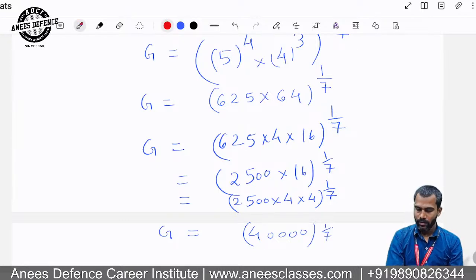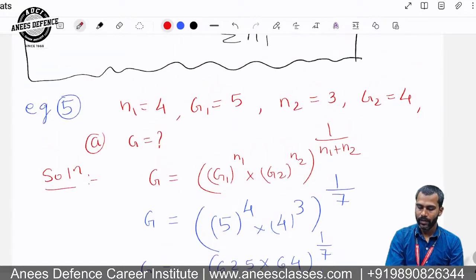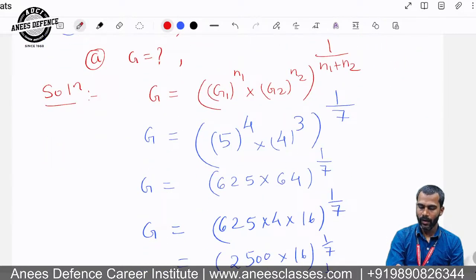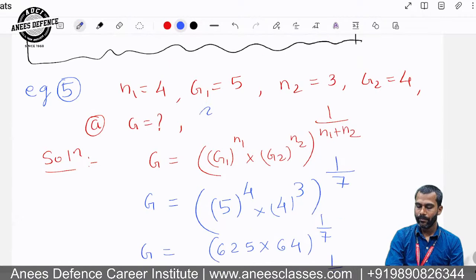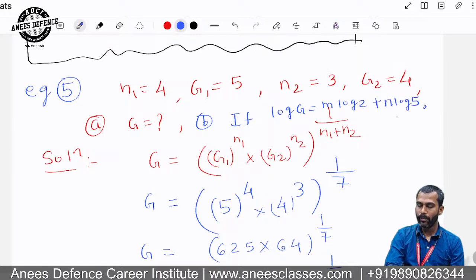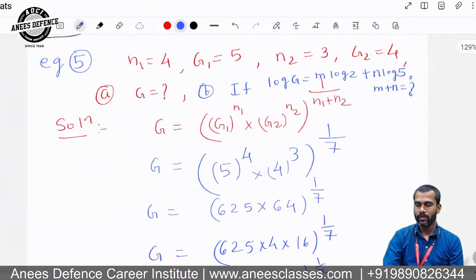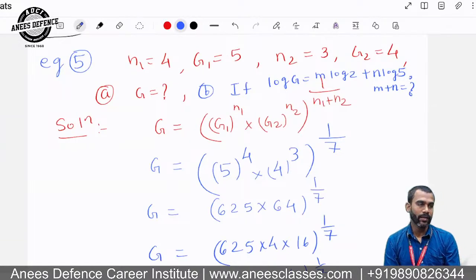Suppose, same question. This was the A part. And the B part is: if log G is equal to m log 2 plus n log 5, find out m plus n. We have already solved this type of question, yesterday only. Please try, m log 2 and n log 5.